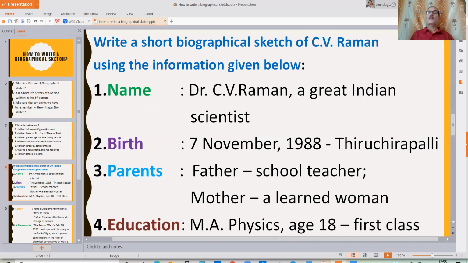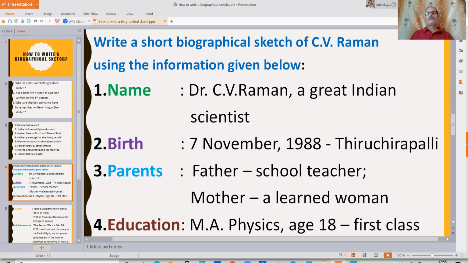And what is that person? Both are given here. And C.V. Raman, the full name is not given. If you know it, you can mention it. Otherwise, you can ignore it. No problem. And birth, that means the birth details of C.V. Raman, when he was born and where he was born: 7th November 1988, Tiruchirappalli. So, date and place of birth are also given here.